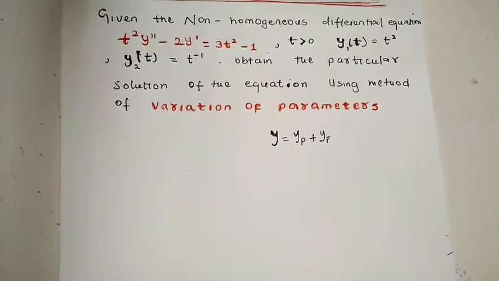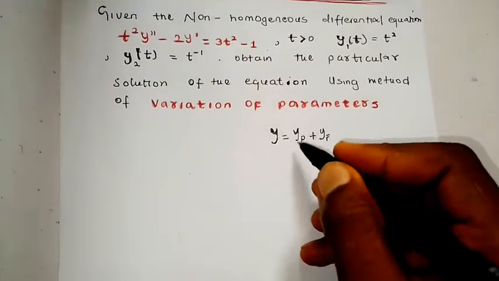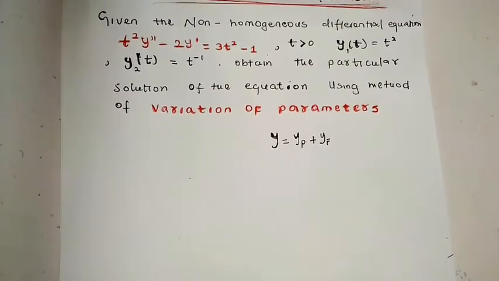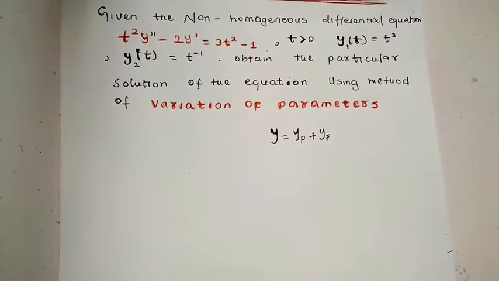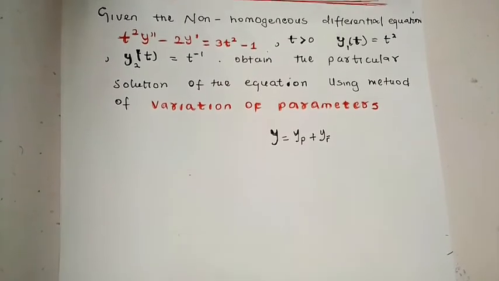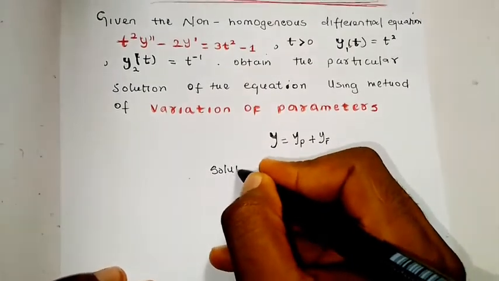But the question says obtain the particular solution. So basically, we are going to be obtaining the particular solution using variation of parameters. What we can actually calculate using variation of parameters is only the particular solution. So now let's get down to it. Solution.